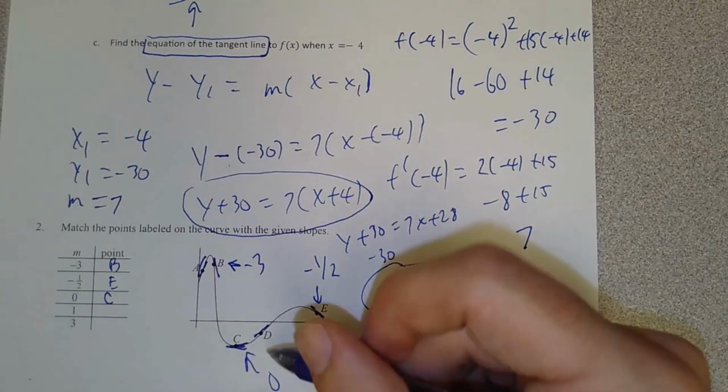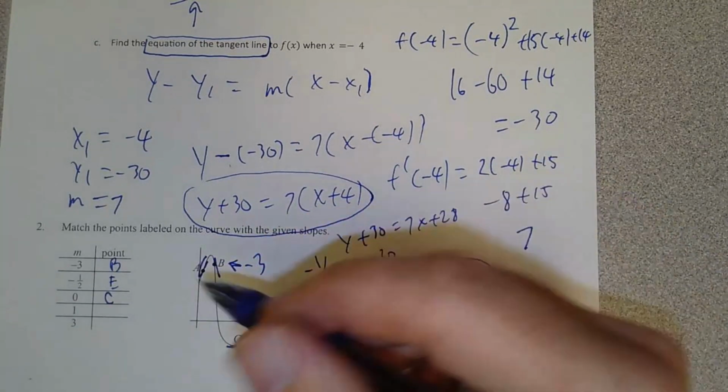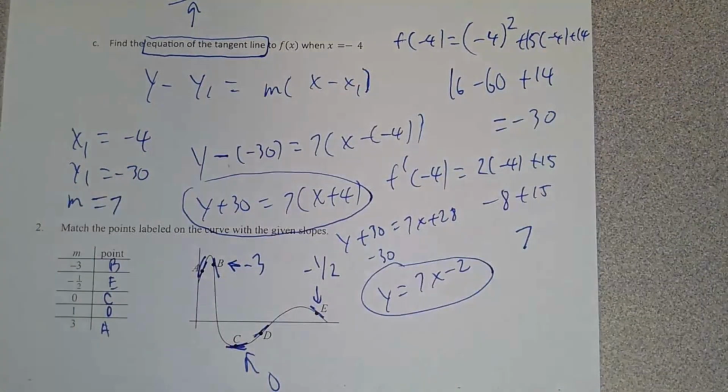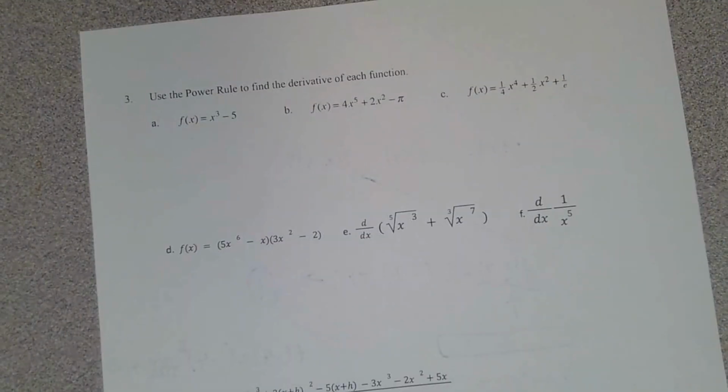Same thing with A and D. D is shallower, A is steeper, so A must be 3 and D must be 1. Okay, that's 1 and 2. Okay, we got some power rule. Good old power rule.